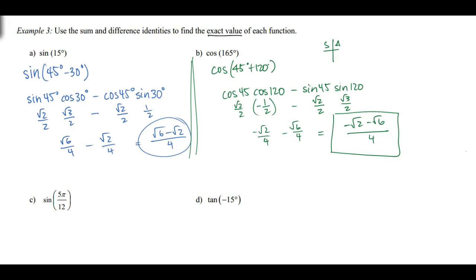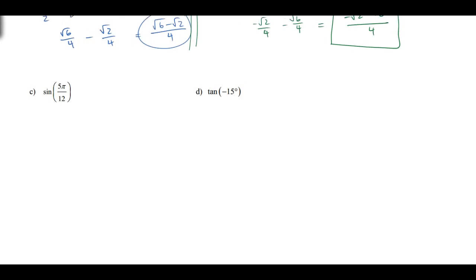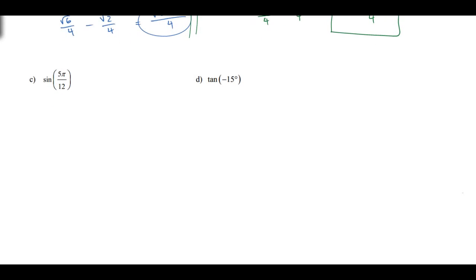Insane, right? Done. Now again, a lot of these are going to look the same because you're going to be using angles that are similar, 30s, 45s, 60s. So don't be surprised when you're like, wait, all my answers kind of look the same. They will. All right. What about 5 pi over 12?